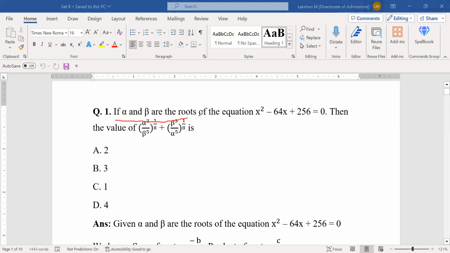This is a very easy, common type of format of question that comes in all the exams, I would say JEE also. So I have an equation: x square minus 64x plus 256 equal to 0. The roots are alpha and beta, and you have to find the value of (alpha cube by beta cube) whole raised to 1 by 8 plus (beta cube by alpha cube) whole raised to 1 by 8.